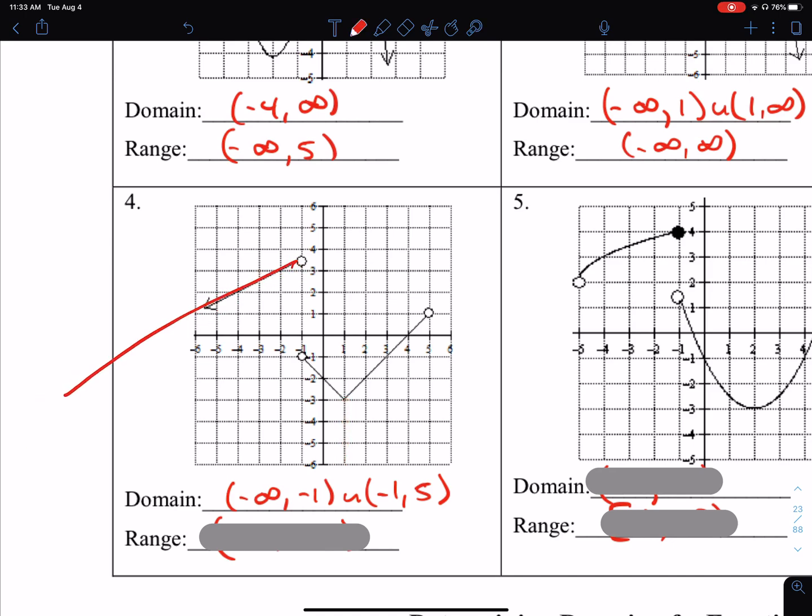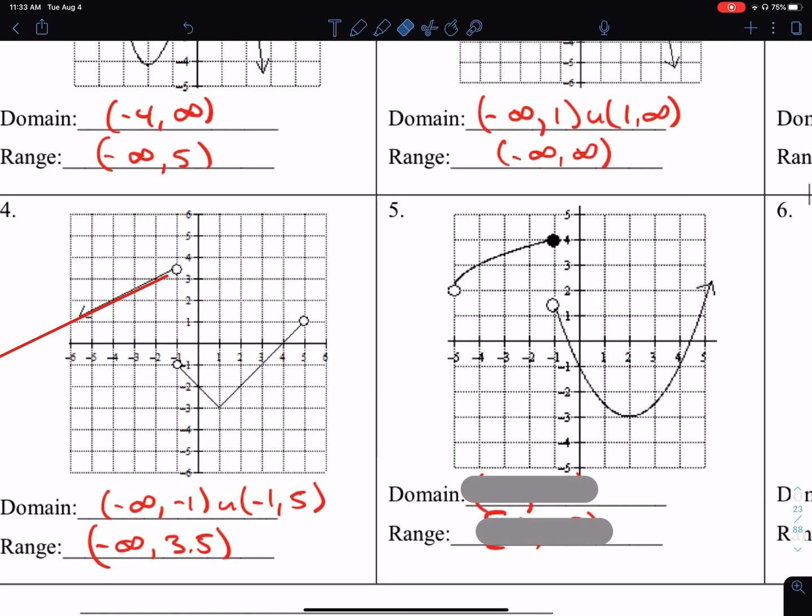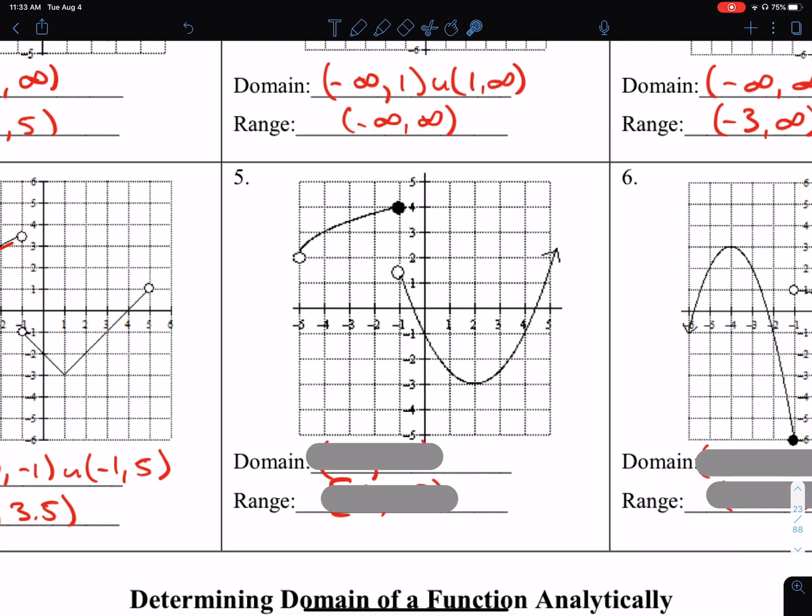I can actually draw it. So since this goes down forever, it encompasses all of this. So our range goes from -infinity up to maybe 3.5, not inclusive. Be real careful about these arrows.